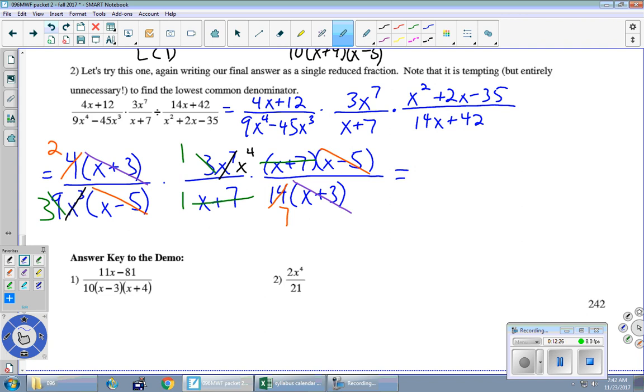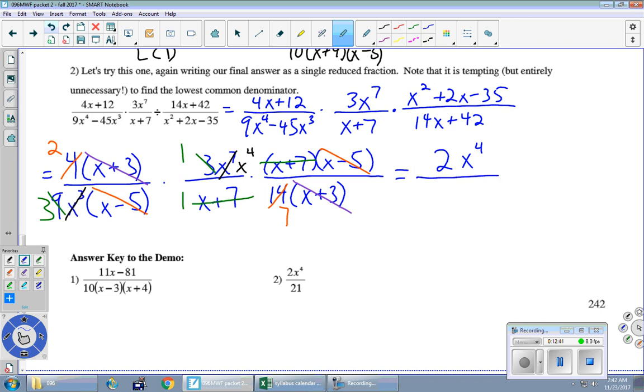Okay, on the far left there, I see an orange 2. In the middle fraction, I see a green 1. I'm not going to copy that. Then I see a black x to the 4th. I will copy that. And in the last fraction in the numerator, there's nothing left over except a 1, which I won't write. Divided by.